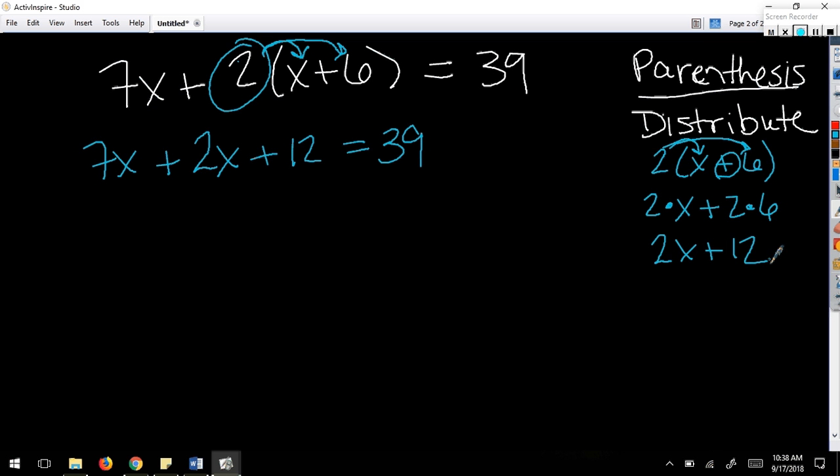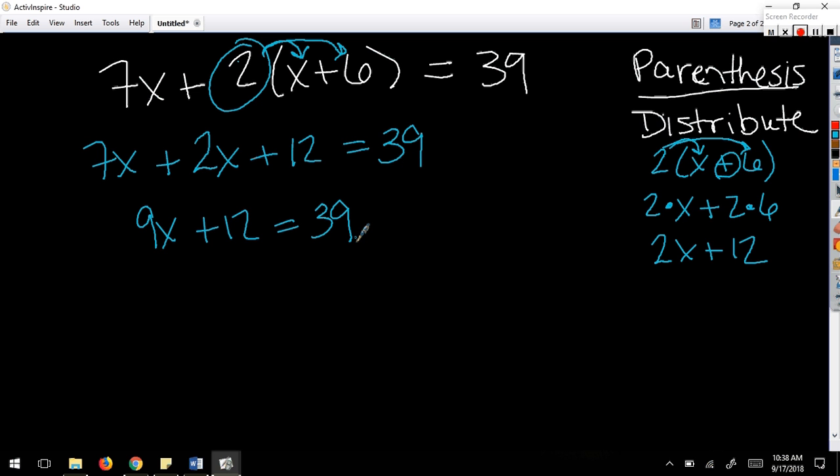Now look at the left side. Now the left side looks like what we just did, right? I have 2 variables on the same side. What do I need to do? Combine. Combine the variables first. So what do I have? 7x plus 2x, which is 9x. 9x plus 12 equals 39.